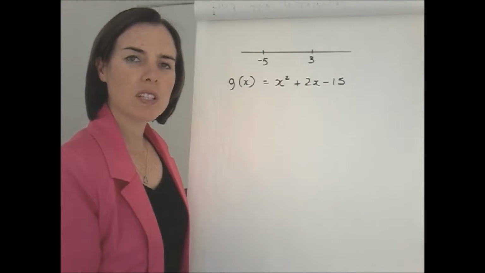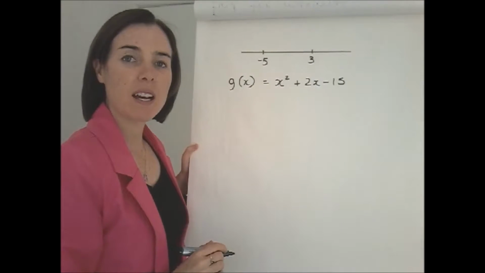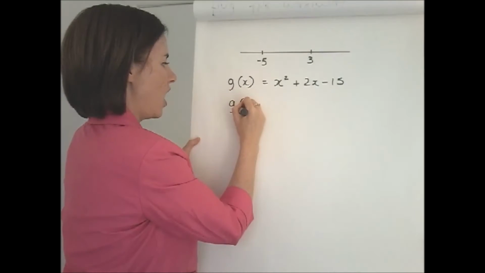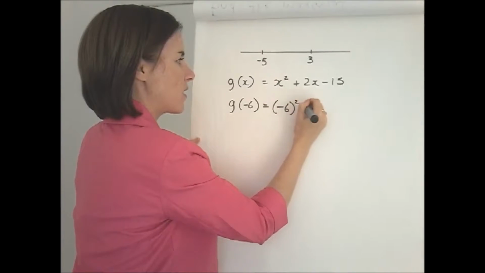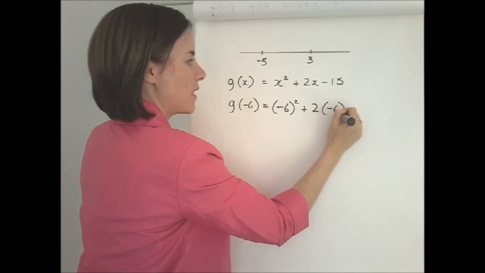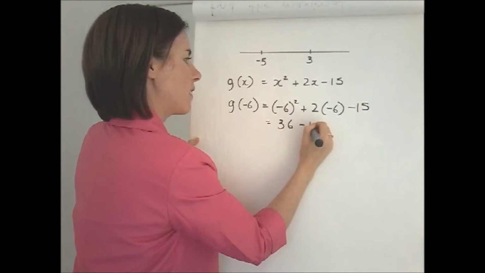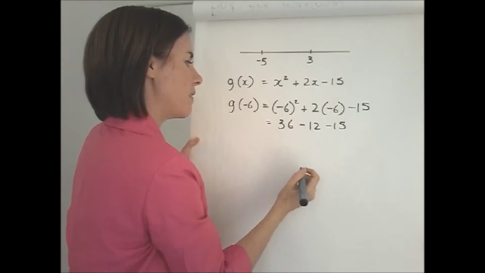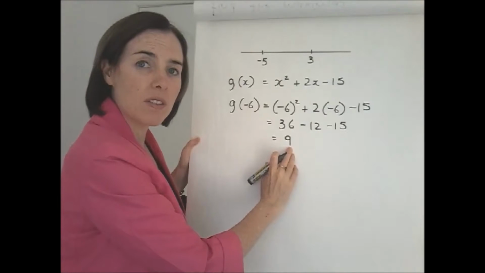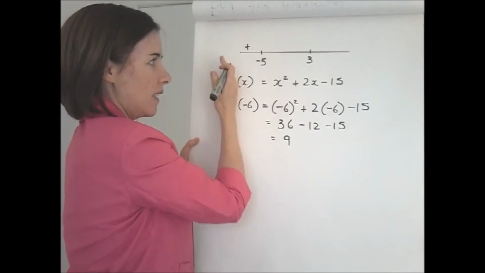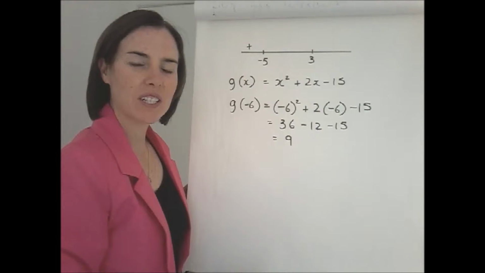Okay, so I firstly want to test all the numbers which are less than negative 5. So if I just pick a number which lies in that region, I'll use negative 6, sub it into g of x: negative 6 squared plus 2 times negative 6, take 15, that's 36, take 12, take 15, which is positive 9. 9 is a positive number, so anything to the left of negative 5, that's just one example, but all numbers in that region will be positive.